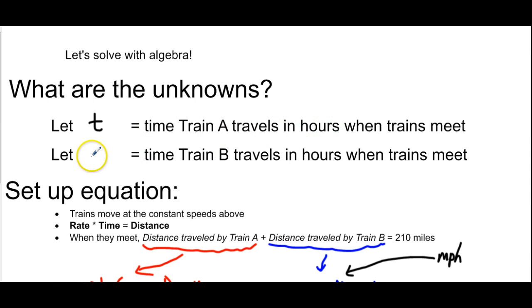Now, for the second train, we could use another variable like X, Y, Z, but is the time train B travels related anyway to the time train A travels?